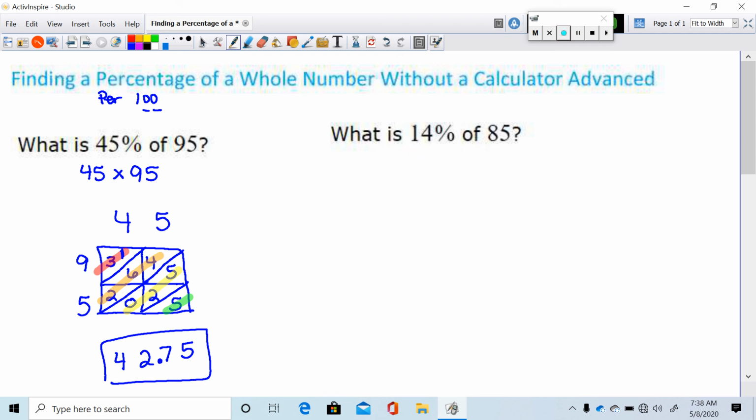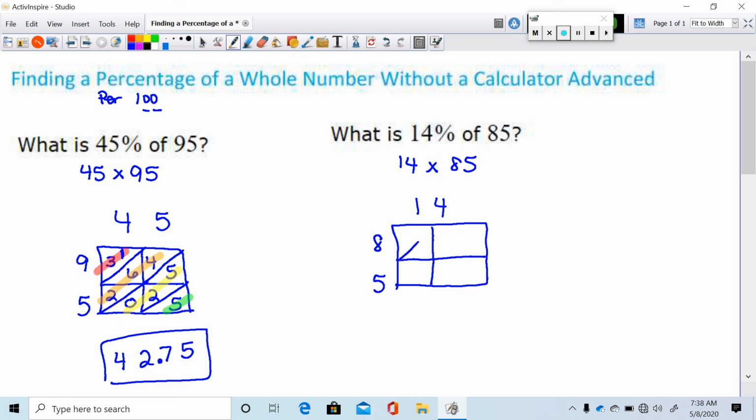Okay, this next one, take the percentage away. So I'm going to do 14 times 85. So the first number is on the top. I always leave a little bit of space between the digits. The second number is on the side. I make my box, separate with a vertical and a horizontal line, separate the digits. Then make my diagonals inside.